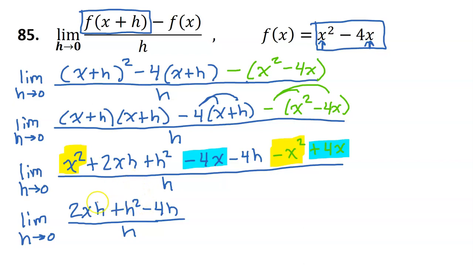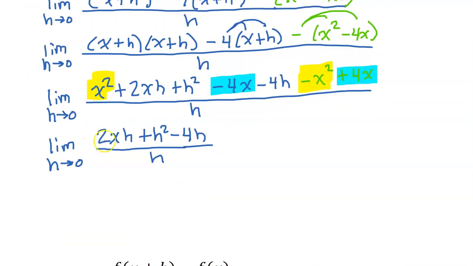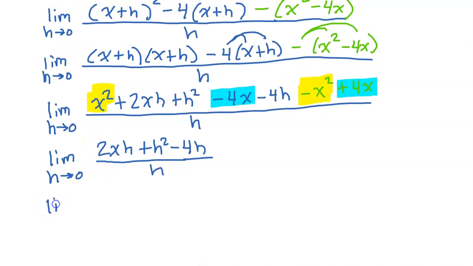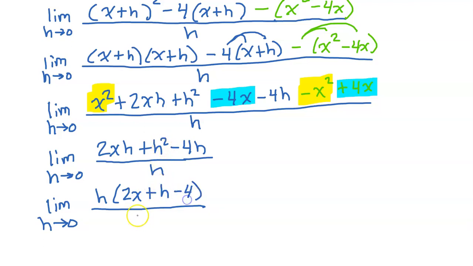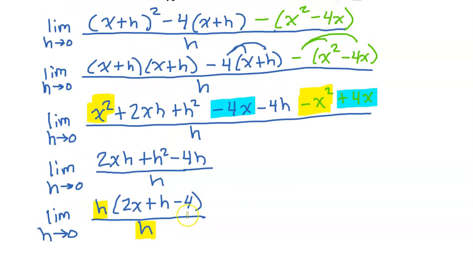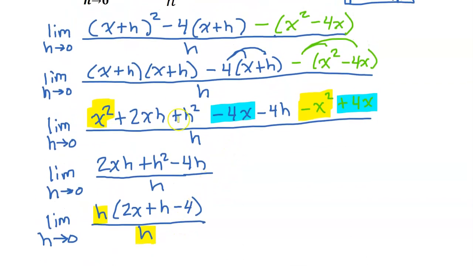I'm noticing that we have a common factor of h throughout the numerator. So let's factor out that common factor. So this will be the same as the limit as h approaches 0 of h times 2x plus h minus 4, all over h. In this form, it's easy to see that we have this common factor of h in the numerator and denominator, which will cancel out. I'm running out of space before my next problem, so I'm going to do the rest of my work right here. I'm going to squeeze it in, in this space.